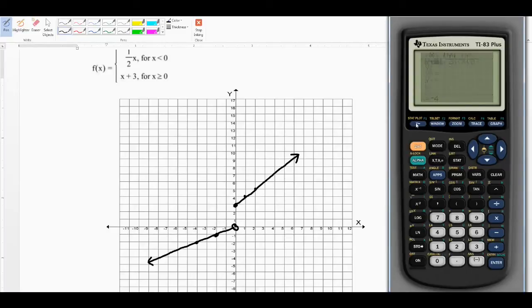What I did when I typed it in, I did 1 divided by 2x, which is the standard equation that's given, and then x less than 0 I typed in for the domain restriction. That less than is found underneath the test key, which is second math. So let's go back to y equals and hit enter. Let's type in x plus 3. Then in parentheses I'm going to put the domain restriction, x, and then second math, greater than or equal to, which is 4, 0, and then graph it.